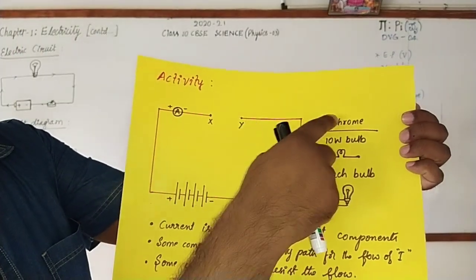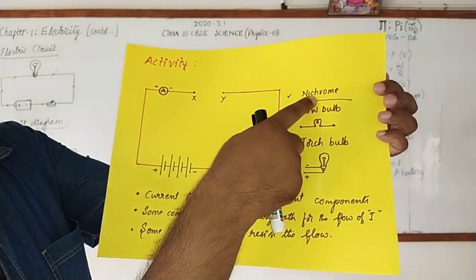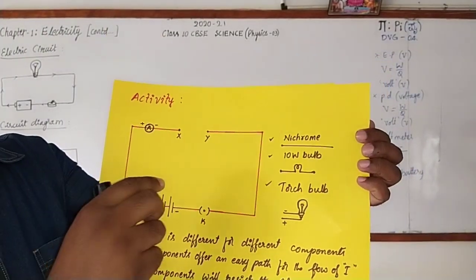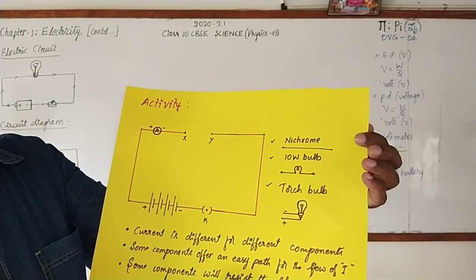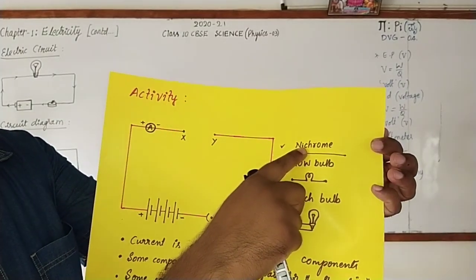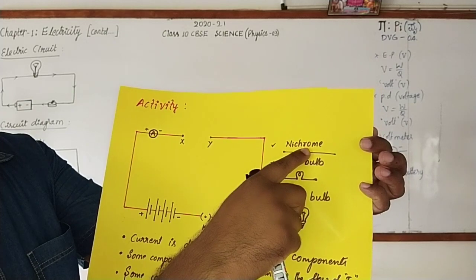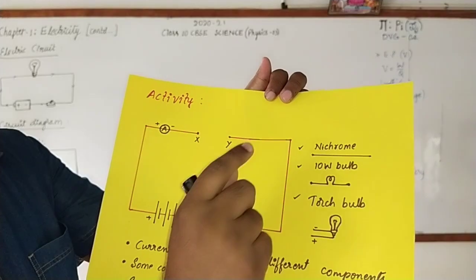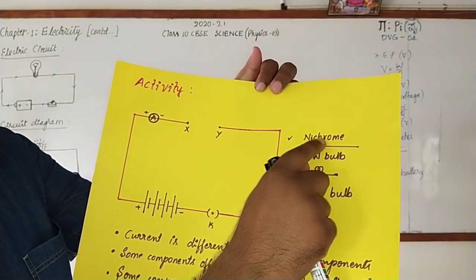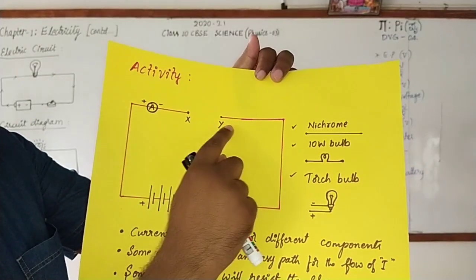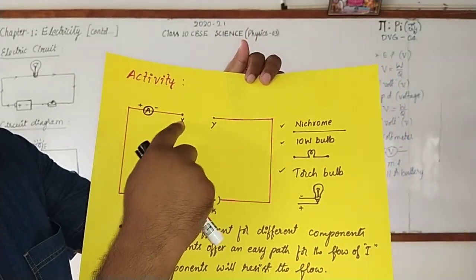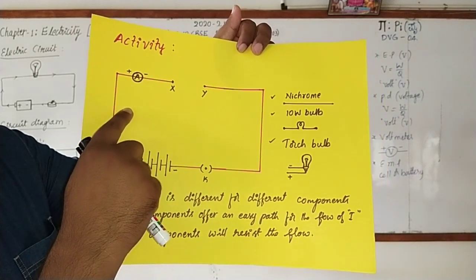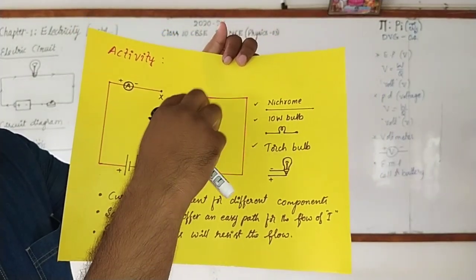Now here I am going to use different electrical components. The first one is nichrome. Nichrome, we know, is an alloy made up of 4 different metals. One is nickel, the second is chromium, the third is manganese, and the fourth is iron. It's an alloy. Here what you will do is connect this nichrome in the place XY and record the amount of electric current flowing through it using the device called ammeter.